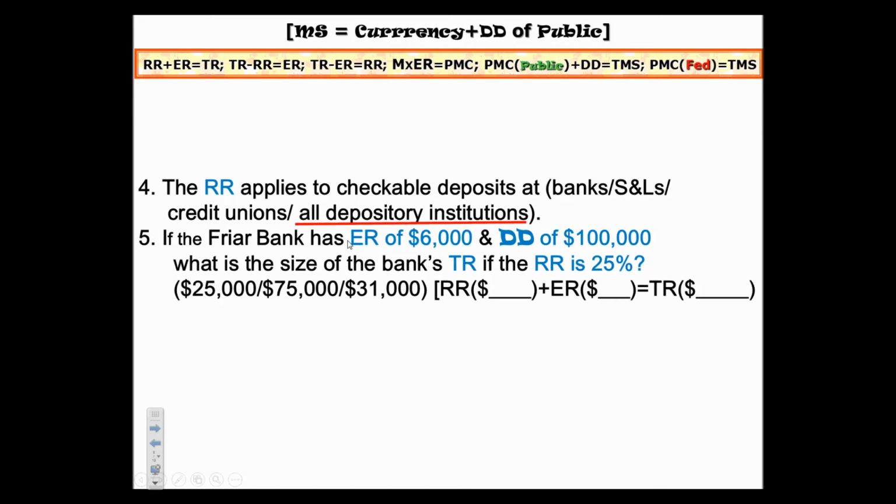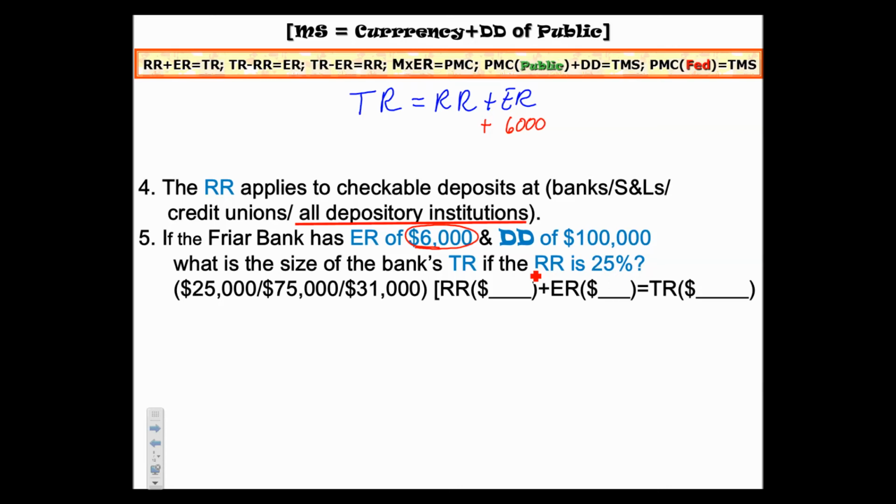So here's another example. If the Friar Bank has excess reserves of $6,000 and demand deposits of $100,000, what is the size of the bank's total reserves if the reserve requirement is 25%? Once again, I want you to always start here. Once you do this multiple times, you're going to get in the habit, or understand it well enough where you can do this in your head. And then fill in the given information. You were given the ER is 6,000. Put that in. And you were given that demand deposits are 100,000.